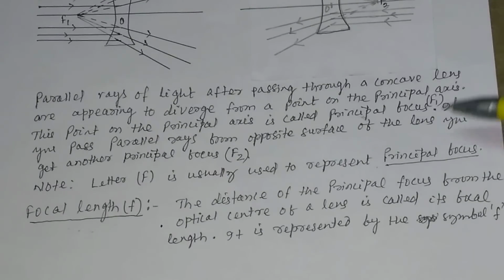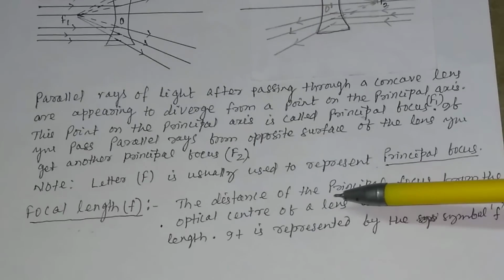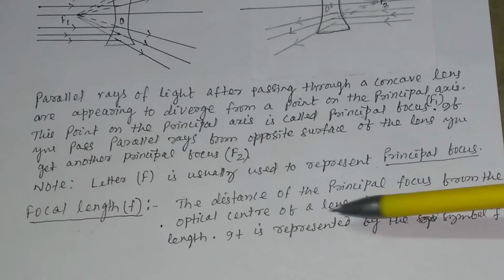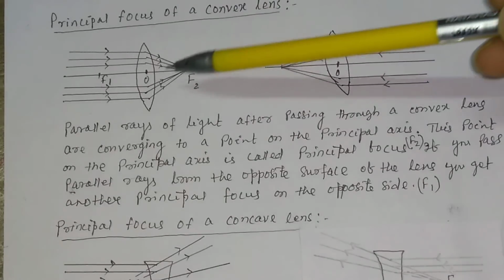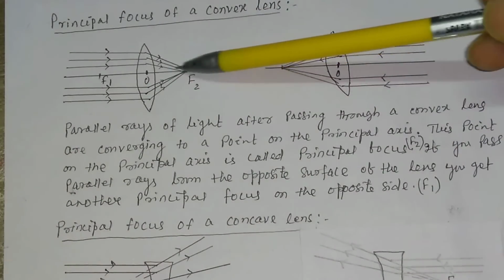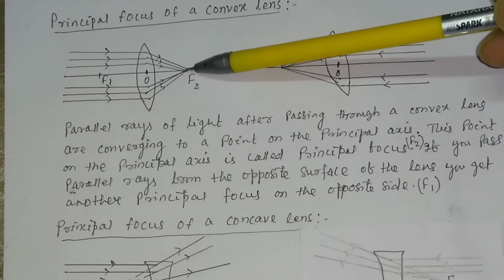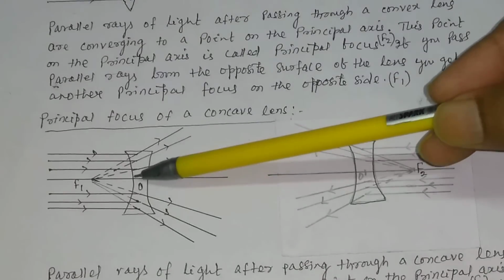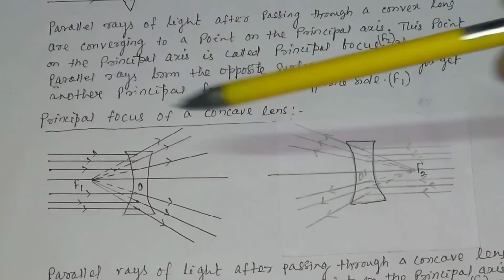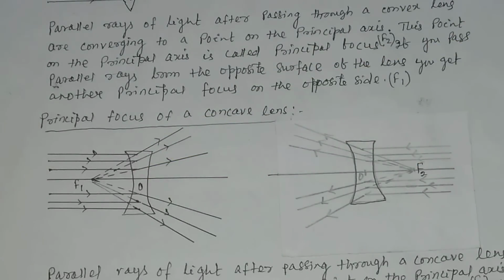Then what is focal length? The distance of the principal focus from the optical center of a lens is called its focal length. It is denoted by the symbol F. So for this convex lens, from here to here, optical center to focus, this is called the focal length. And for this concave lens, from optical center to focus, this is also called the focal length.